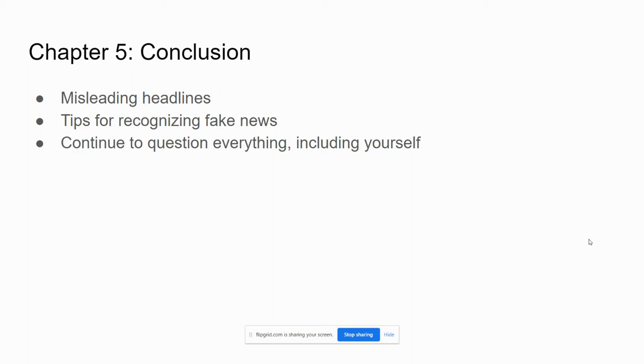In Chapter 5, the conclusion, Dr. Cook begins with an examination of headlines she had first presented in Chapter 1, headlines that might seem outrageous or misleading, and clarifies the truth to these headlines, if there is any at all. After this, she includes many tips for recognizing fake news and questionable information put before us.